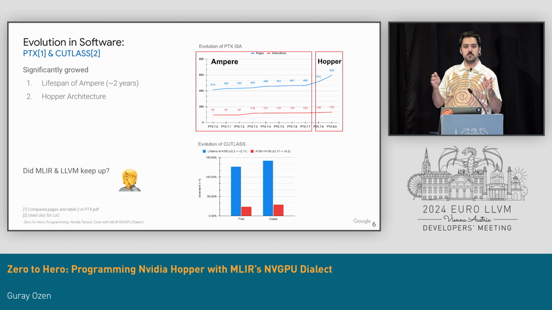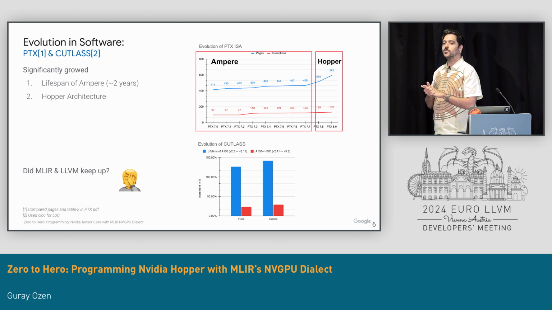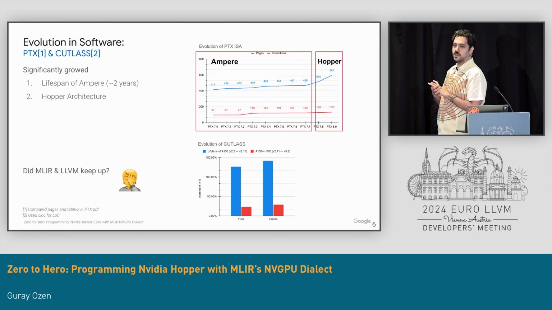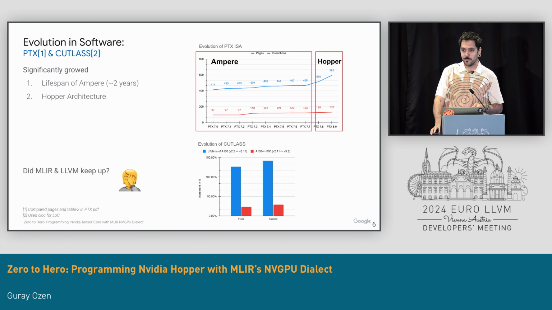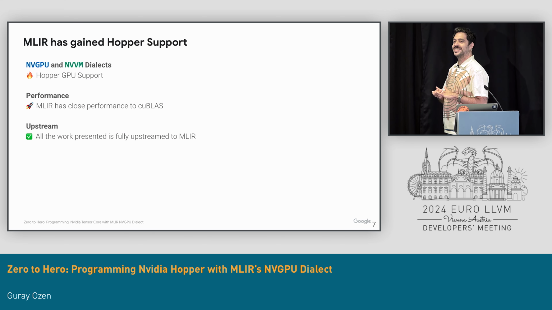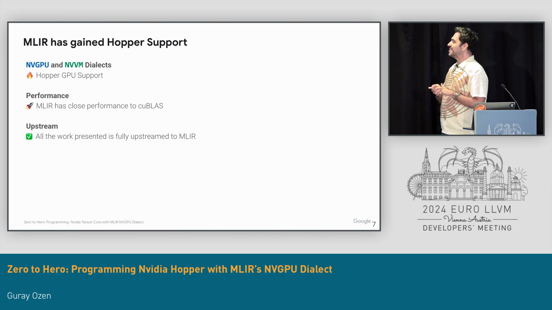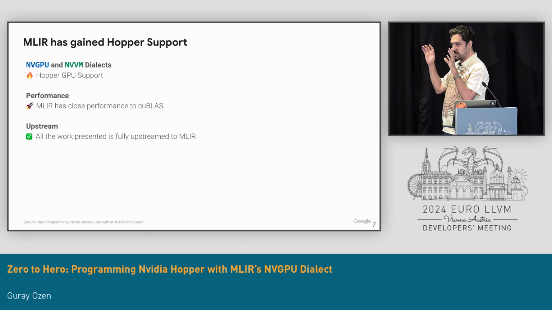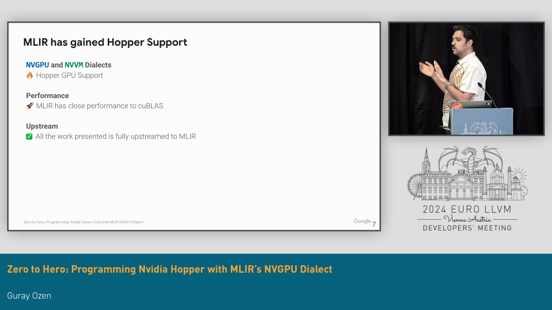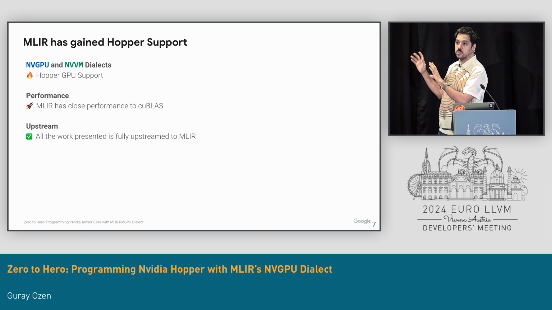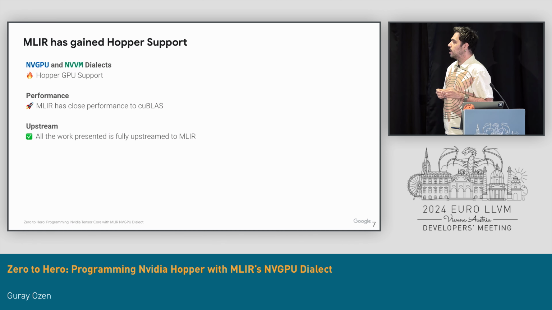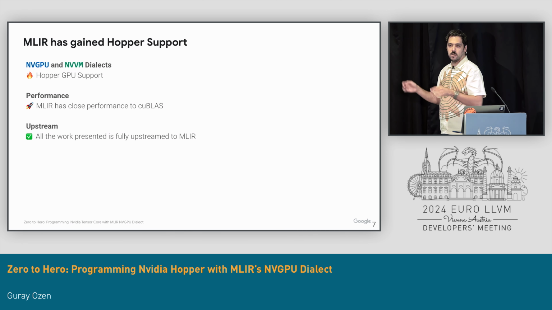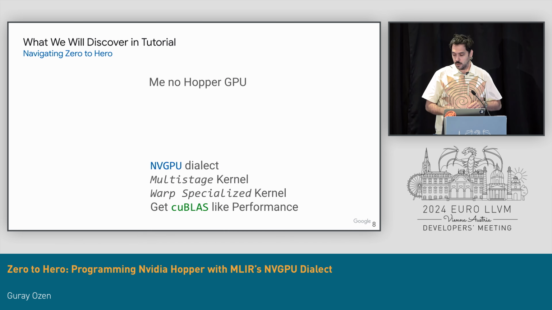But in this room we are LLVM people. And are we doing a good job catching up with the NVIDIA software stack? That's the question for you. But I'm an MLIR guy. We are doing a good job. We are not bad. In MLIR, we have implemented the NVGPU and NVVM dialects. We are targeting Hopper, and by using these dialects, you can use more or less all the hardware features. It is not as good as we would like, but it is getting there. Performance is quite good, and everything we have done is upstream in the MLIR repository.